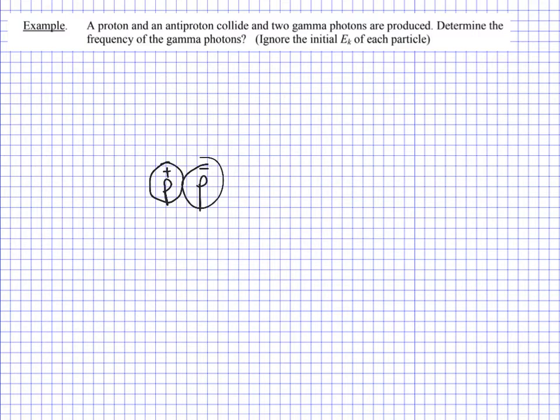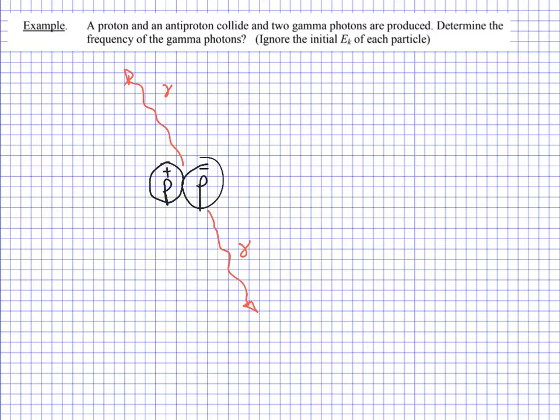And gamma photons, of course, have the speed of light, so we could say arbitrarily in any direction there would be a gamma released. And because of conservation of momentum, then there must be another gamma released in the exact opposite direction. Otherwise, we break conservation of momentum. So that's a gamma, that's a gamma. The question is, what's the frequency?